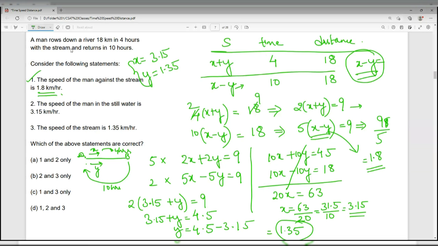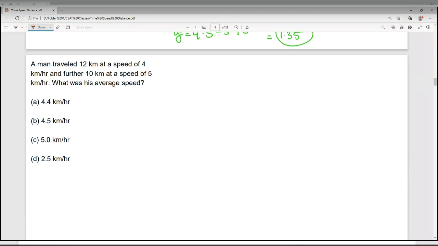The speed of the man in still water is 3.15. And the speed of the stream, the speed of the river, is 1.35. So all three statements are correct, and hence the option is D. I hope you have understood this. If you have any doubts, please ask. Please take 3 minutes to solve this.